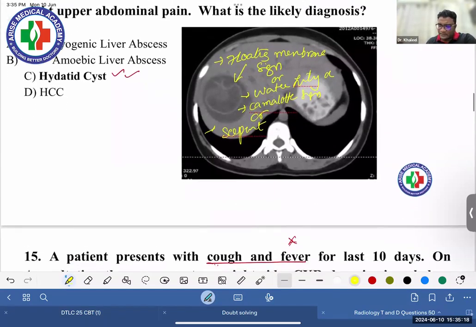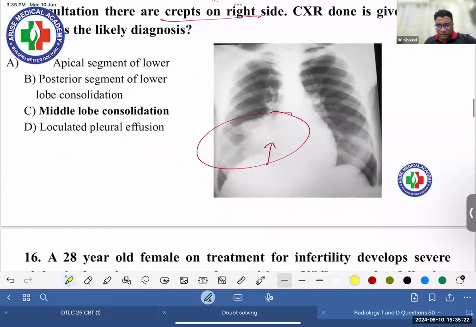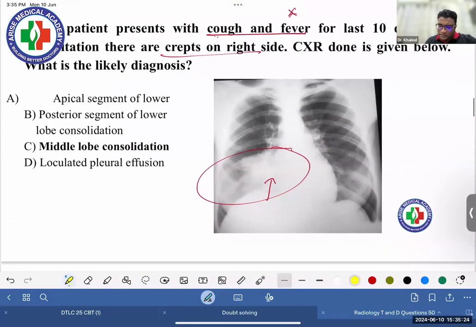Next thing. Now look at this image. So how to identify whether it is a middle lobe or lower lobe is by looking at the silhouette sign. So this is silhouetting the right heart border, right? Silhouetting of the right heart border is there. It is causing silhouetting of the right heart border.